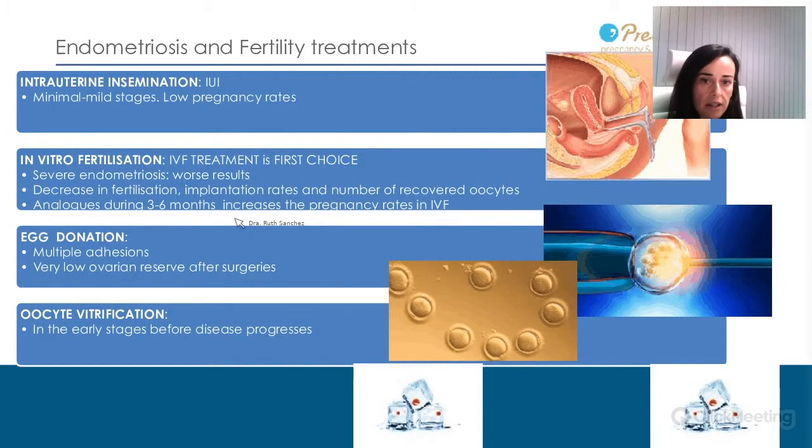But as in medicine, the best is to prevent. So what we have to do is to inform the patients in the early stages of the disease, before this disease progresses, and to offer them oocyte vitrification before the ovarian reserve decreases too much. That can be a problem.